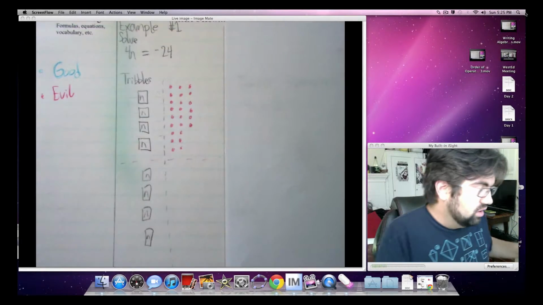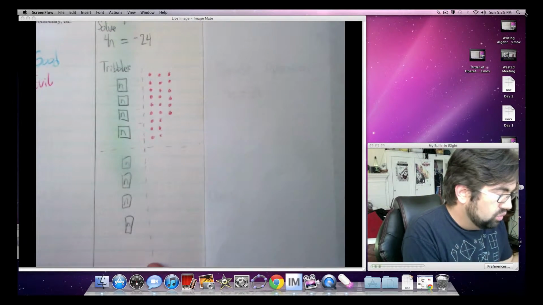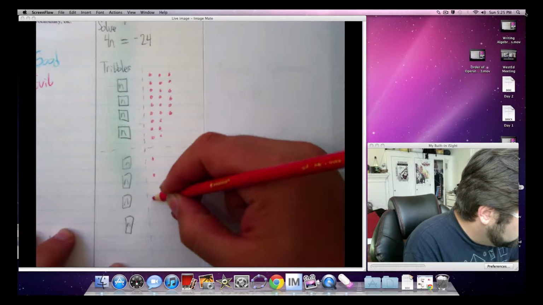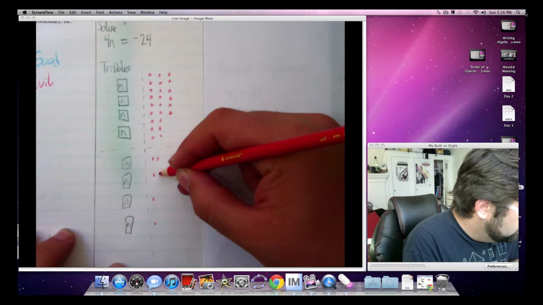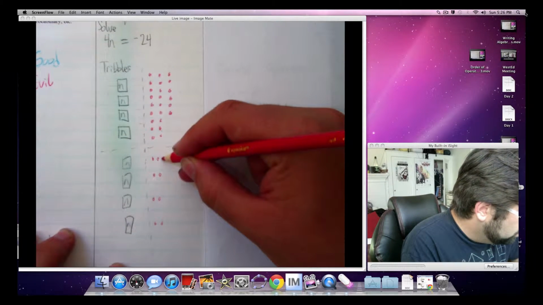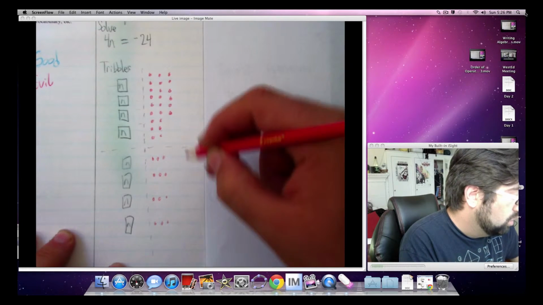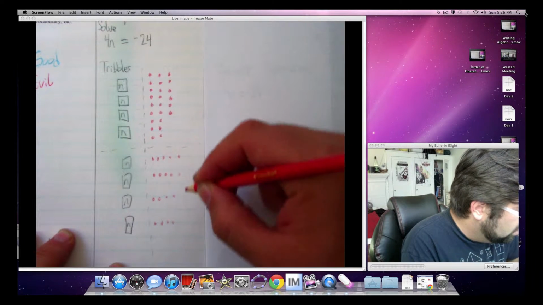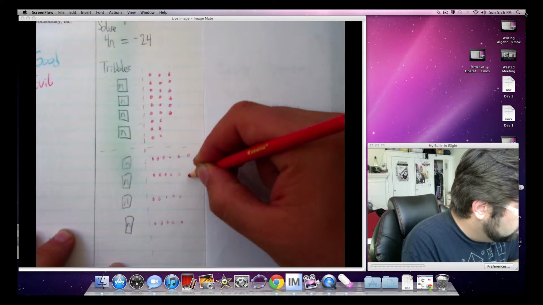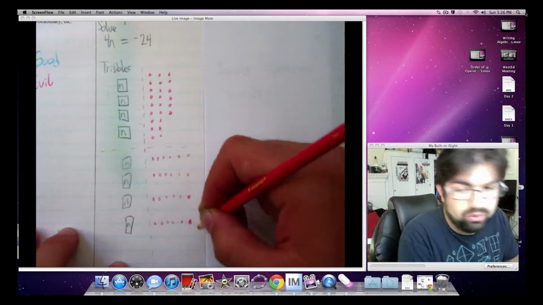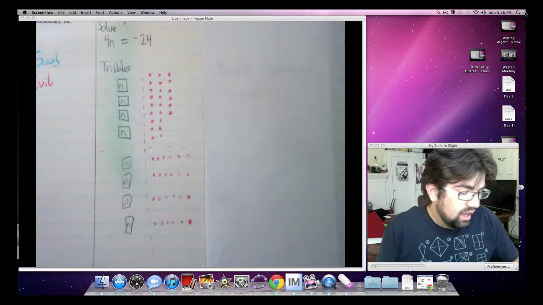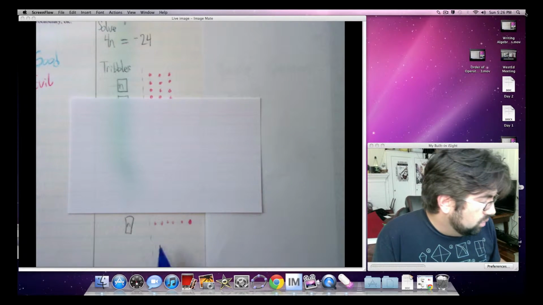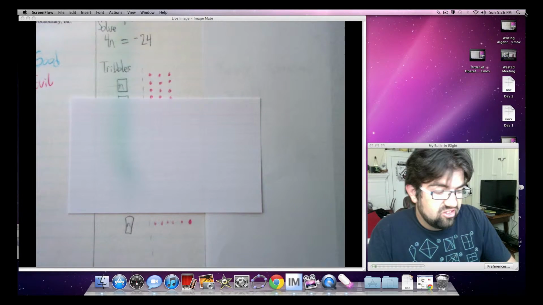I'm going to take my evil color, and I'm going to go through, and I know we have 24, right? So we're going to go 1, 2, 3, 4. 1, 2, 3, 4. 1, 2, 3, 4. By the way, we're at 12. 13, 14, 15, 16, 17, 18, 19, 20, 21, 22, 23, 24. So if we look at it, every single box should have 1, 2, 3, 4, 5, 6 evil triples in it.